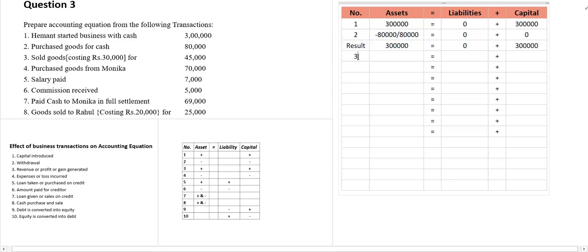Go for transaction number 3. This is done. Sold goods for how much? For 45,000. See, remember this point.